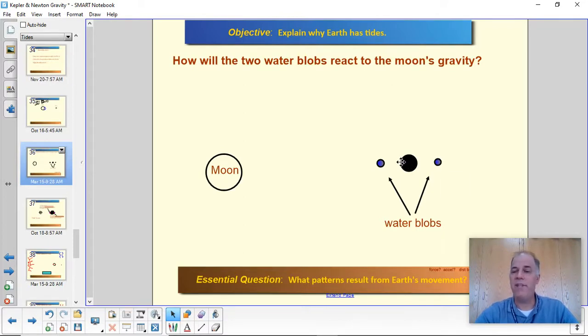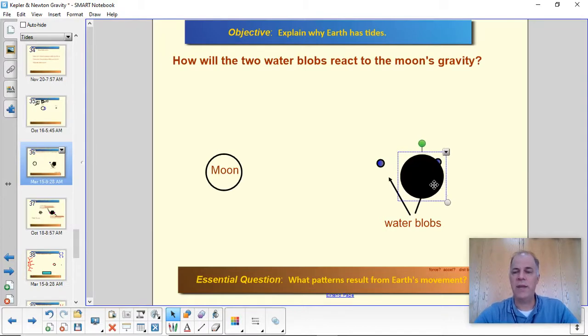And even if gravity starts to become significant between the blobs and the rock, the moon's gravity is still going to pull harder on the blob on this side than the one on that side, and it's going to pull on the rock less than the near water and more than the far water. So it's always going to be stretched, even if there's gravity happening between the three objects here.